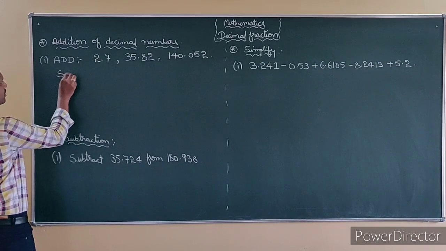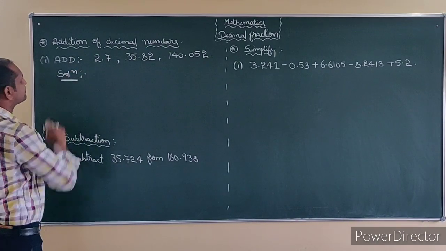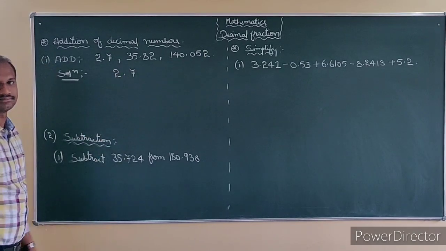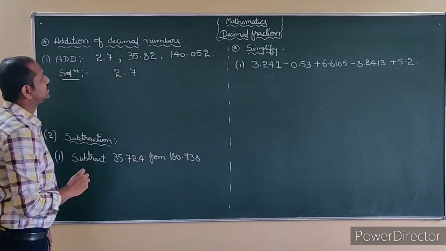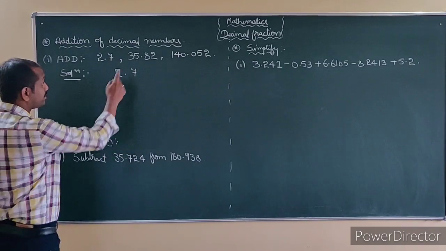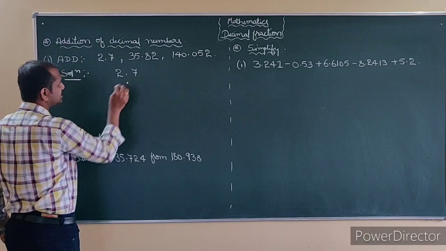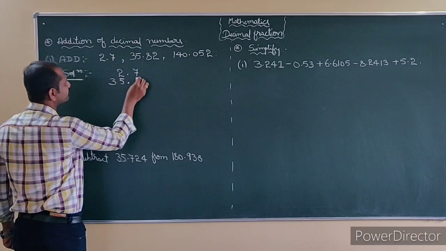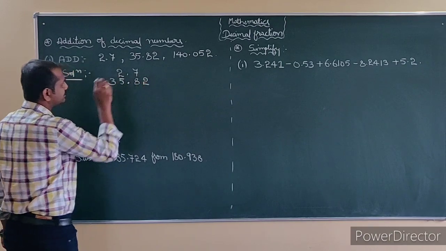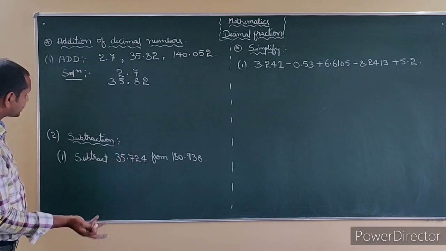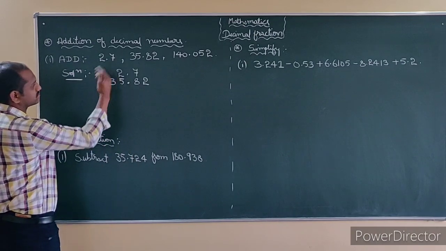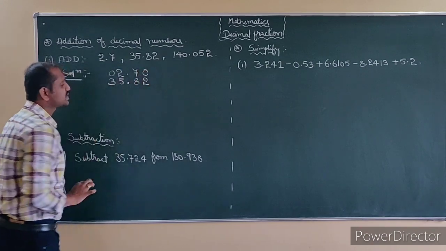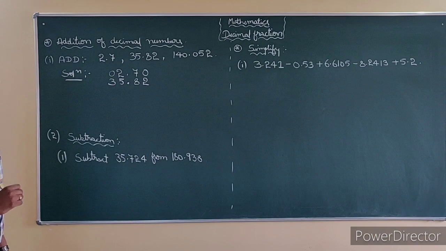So let us solve this first problem. What is the first number we have? We have 2.7. What is the second number? 35.82. Remember, the point should always come here itself. In this order we have to arrange. Understood? So to avoid confusion, see there is no number here in the first number. You can put 0. And here also we don't have any number. You can put 0. It will avoid the confusion.